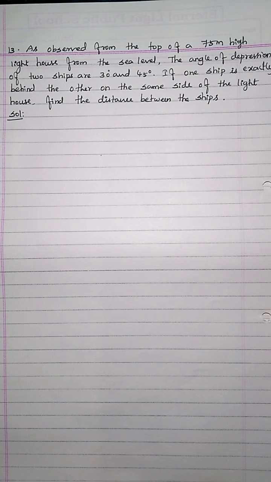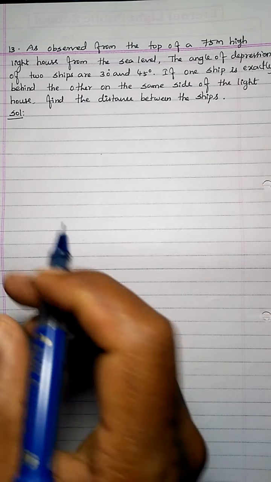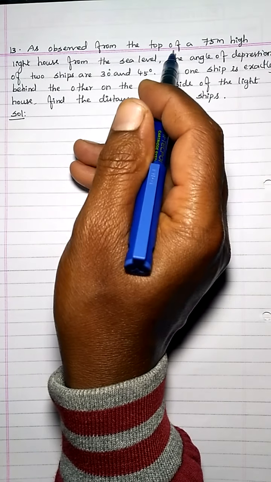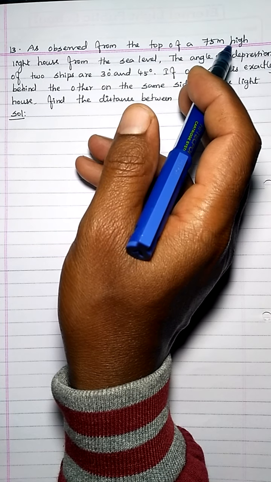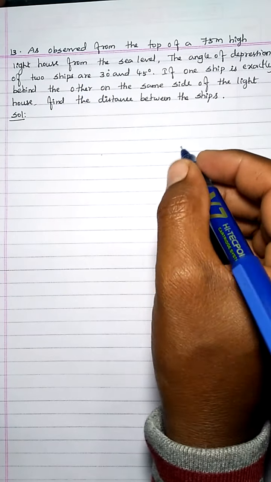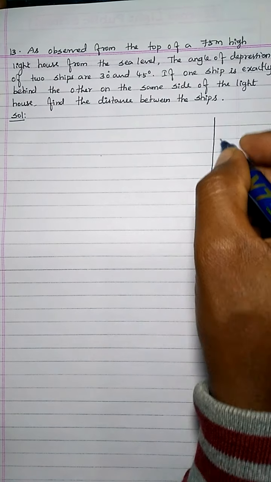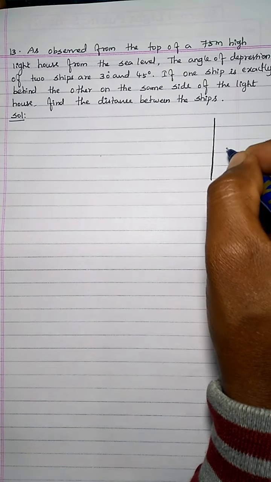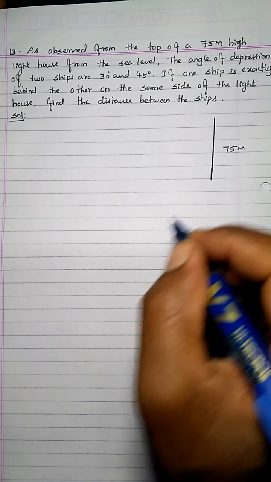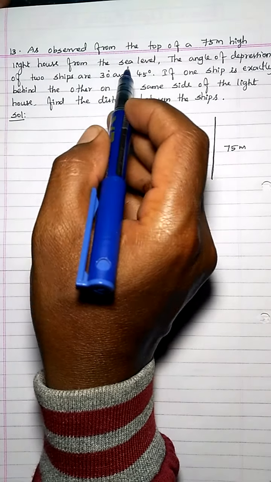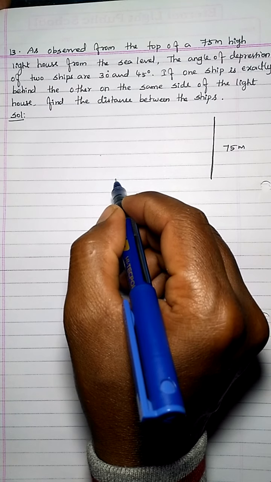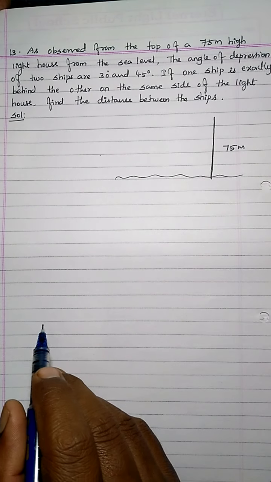Let's move to question number 13. So we have question number 13. As observed from the top of a 75-meter high lighthouse. Okay, so there is one lighthouse here. The height of the lighthouse is given, 75-meter height, from the sea level. So from the sea level only they are taking. Let's take this is the sea level.